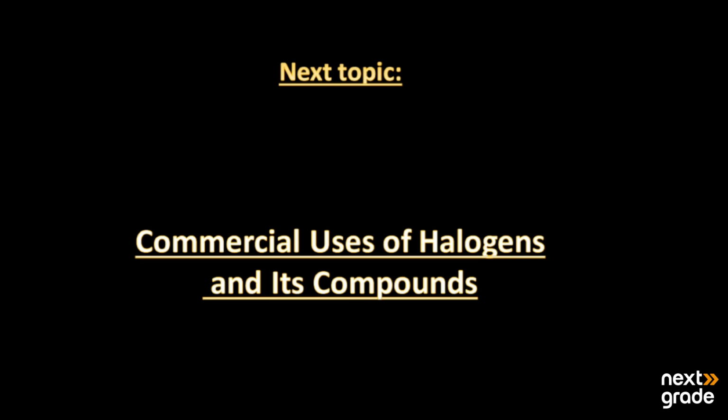The next topic that we will discuss is the commercial uses of halogens and their compounds. The halogens are fluorine, chlorine, bromine, and iodine. What are their main commercial uses? We will discuss it in the next lesson.